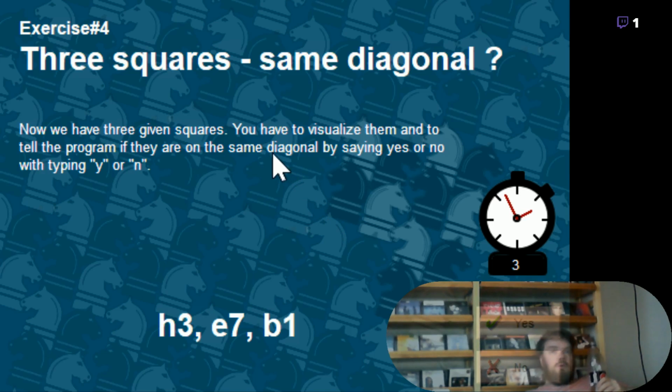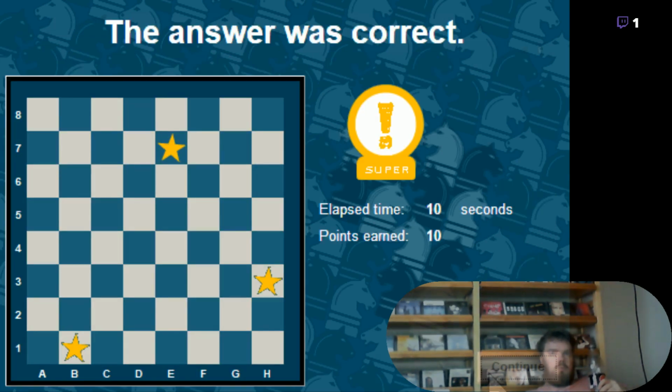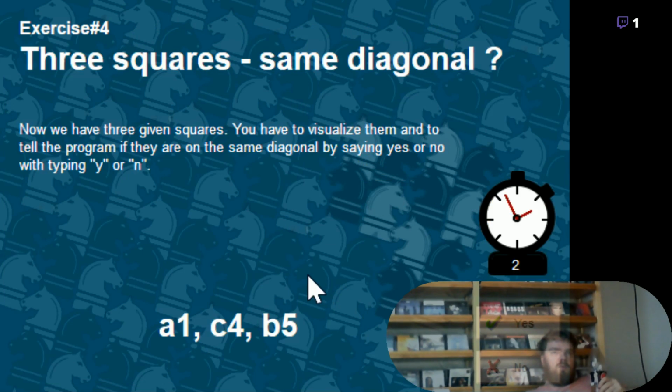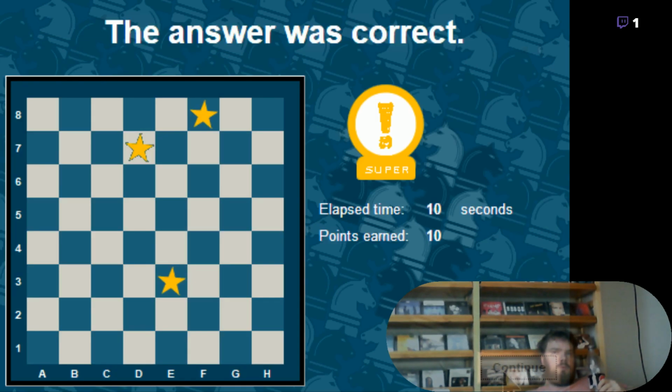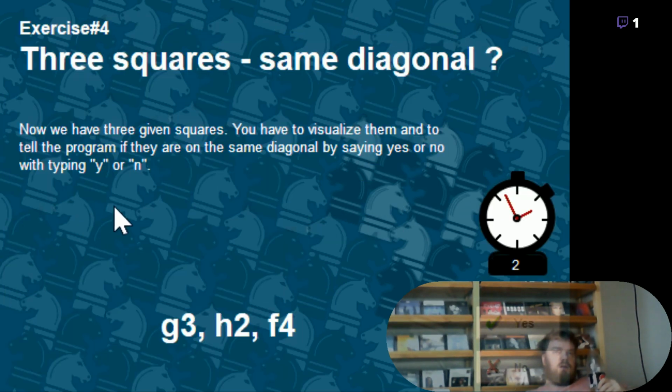h3 is a light square, and e7 is a dark square, so no. a1 is a dark square, c4 is a light square, this one is a light square. No, it's not. Yes, it is. And f8 is a dark square, so no. g3 is a dark square, so it's h2, and f4. They are all next to each other.